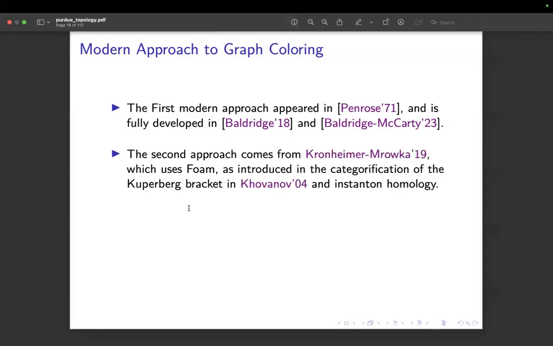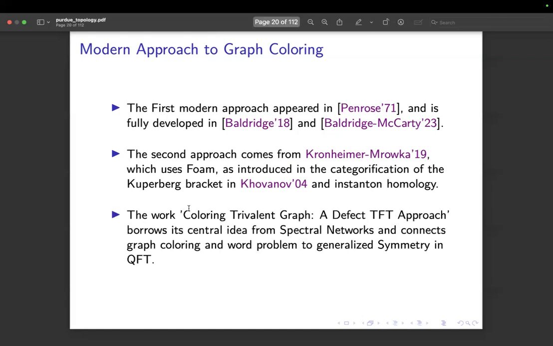The second approach comes from Kronheimer-Mrowka in their work, which uses foams as introduced in the categorification of the Kauffman bracket in Khovanov's work and instanton homology. And my work, which is on arXiv in a preprint version, is going to be a bit different. It uses its central idea from spectral networks and connects graph coloring and the word problem to generalized symmetry in QFT. We have only touched on it, and there are so many more things here. We will see it today.